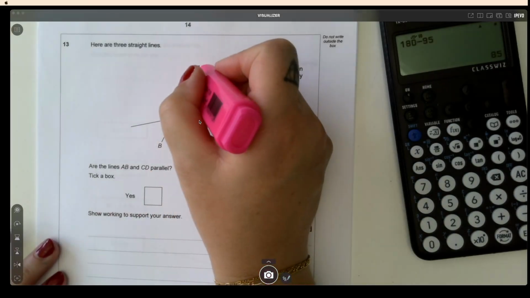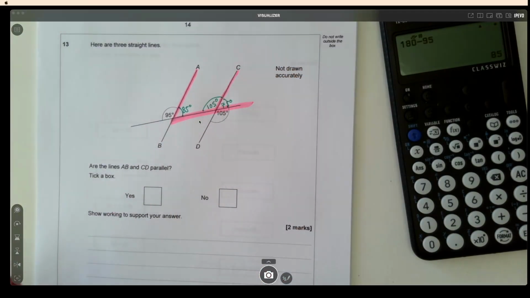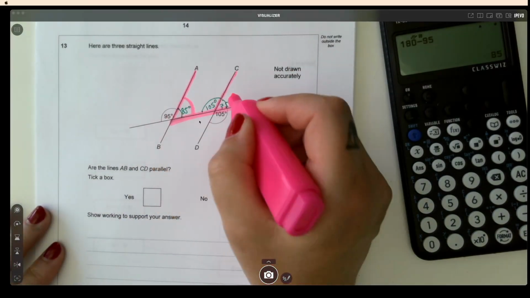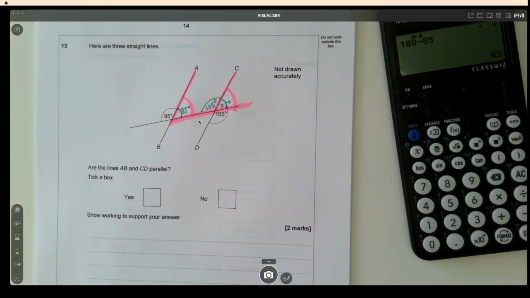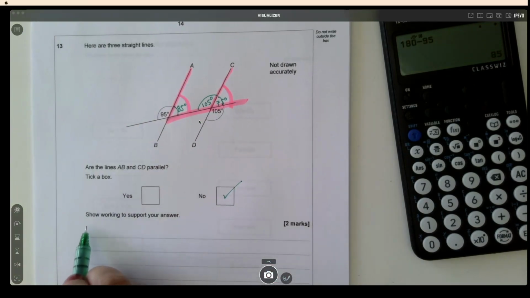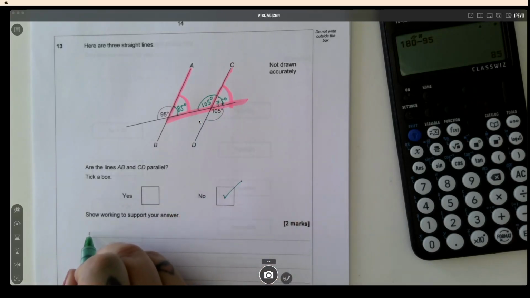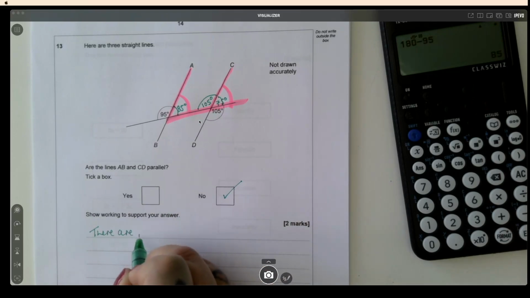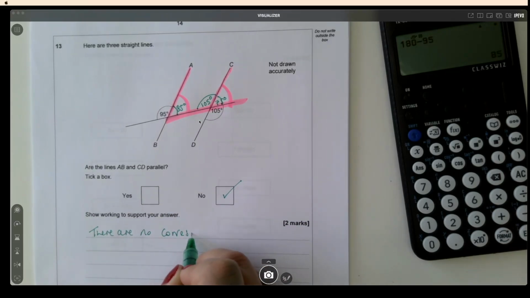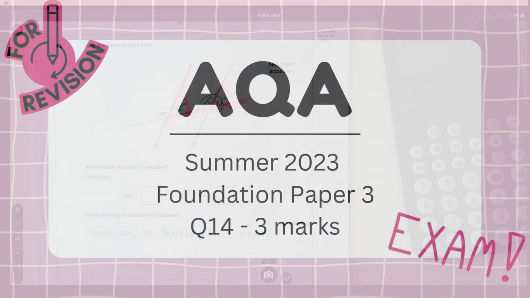So you might have been told to look for an F shape. These are corresponding angles. If AB and CD were parallel, this angle and this angle would be the same. They're not the same. So we're going to say no, they're not parallel. For working to support your answer, you've put the angles there, but you could be safe and mention there are no corresponding angles, and that's a condition for two lines being parallel.